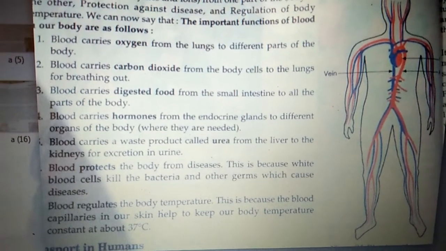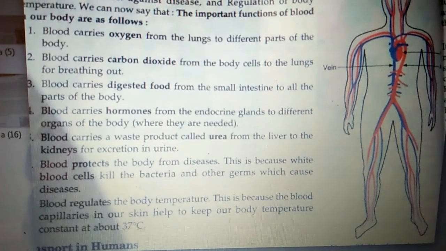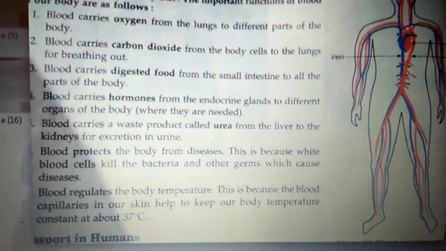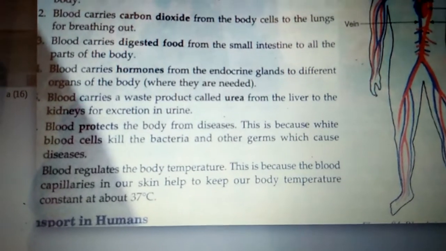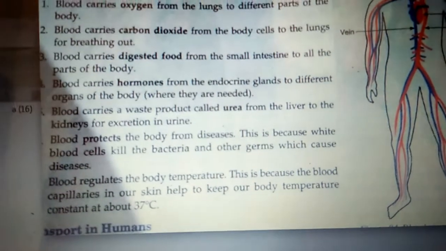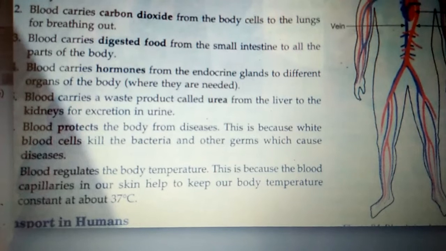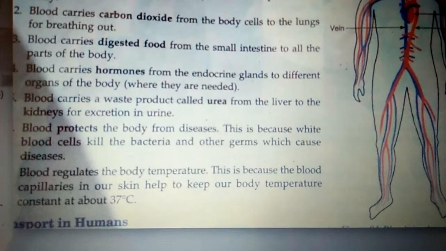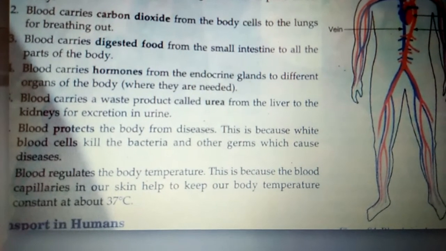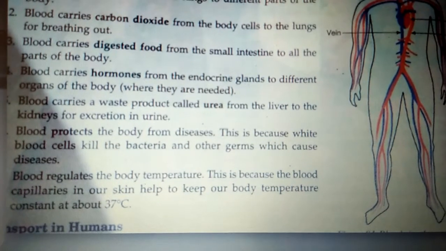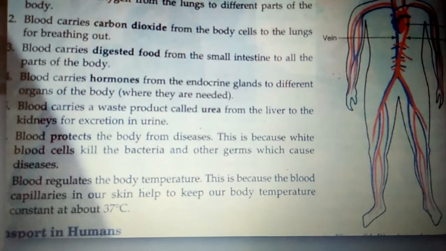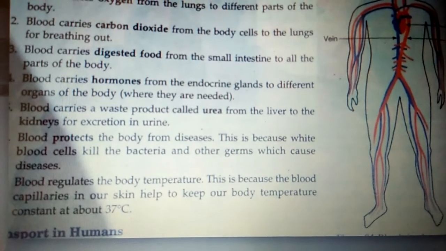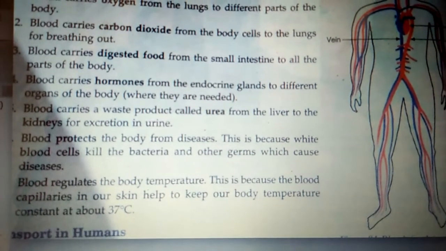Then third, digestion of the food is completed in the small intestine. That digested food material is carried to each and every cell with the help of the blood. Similarly, each cell also produces waste product, so those waste products are carried with the help of the blood to the excretory system. We have to study the excretory system. So waste products of each and every cell are carried to the excretory system with the help of the blood.